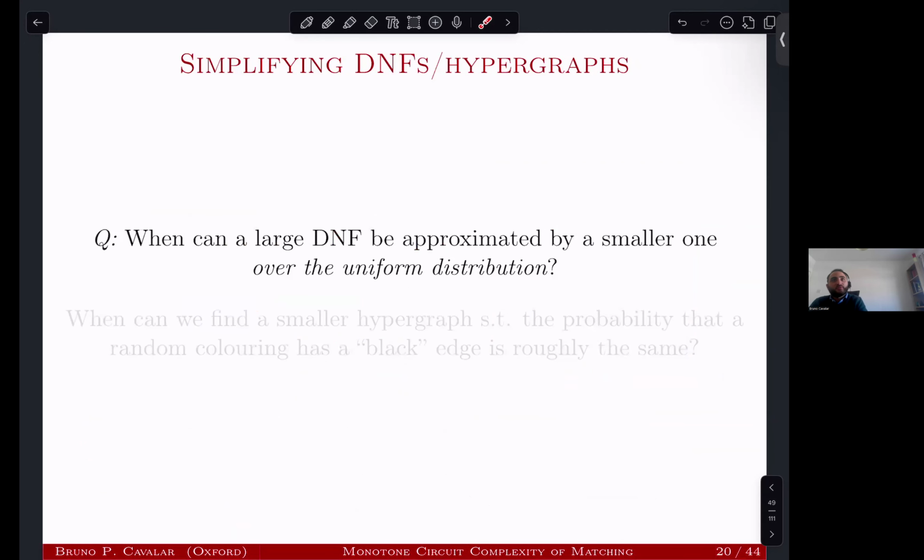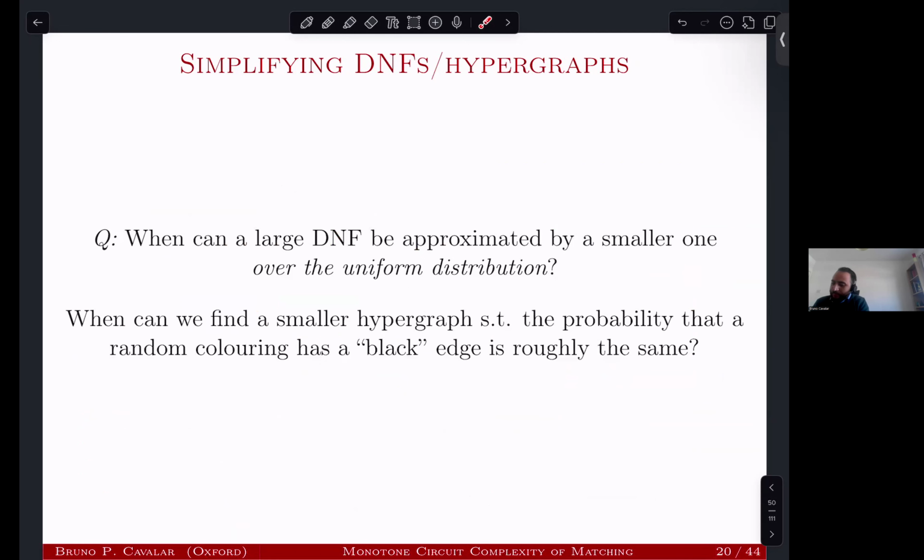So the question we have to ask is, when can a large DNF be approximated by a smaller one? And here we just choose, for intuition, to be concerned with the uniform distribution. Or equivalently, when can we find a smaller hypergraph such that the probability that a random coloring is coloring everything with ones, or blacks, if you identify ones with blacks, is roughly the same? Okay. Any questions about what we're trying to do?